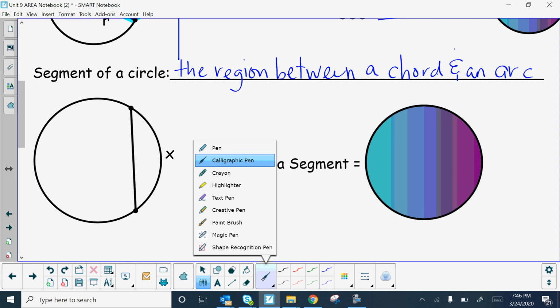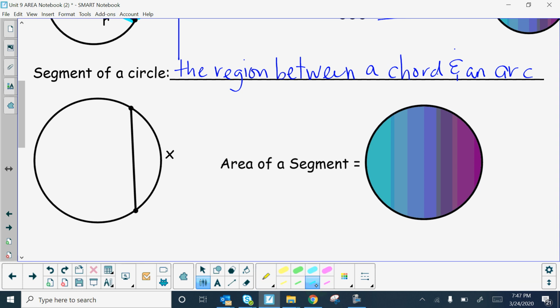Where's the chord? If you forgot from chapter 1, and you have these notes in your notebook, this is a chord. This is a segment that has its endpoints on the circle. And then here's the arc. So I could find the area of this one right here. Now the whole other side is technically a segment as well, because that would still be bounded by an arc and a chord. But most of the time they'll have it shaded, so we're just going to focus on the pink region.